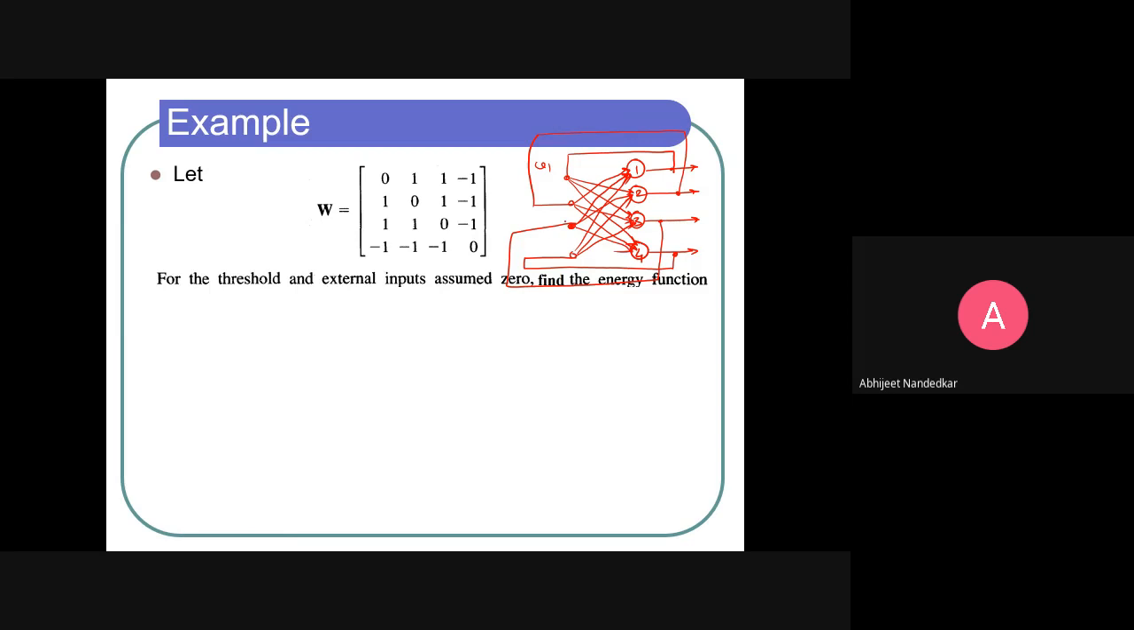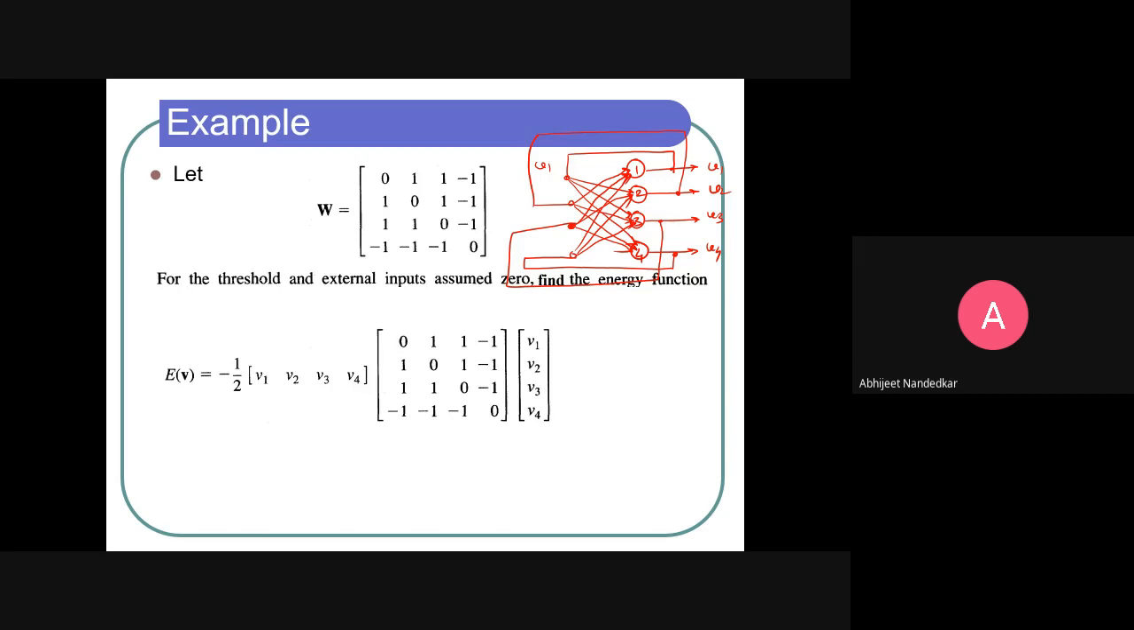Okay, now for these connections the weights are like this. So this is V1, V2, V3, V4. Since the initial input and thresholds are 0, the other terms related to that are absent. Then I have the remaining thing as -1/2 V transpose W V. So this is V transpose, this is W, and this is V.